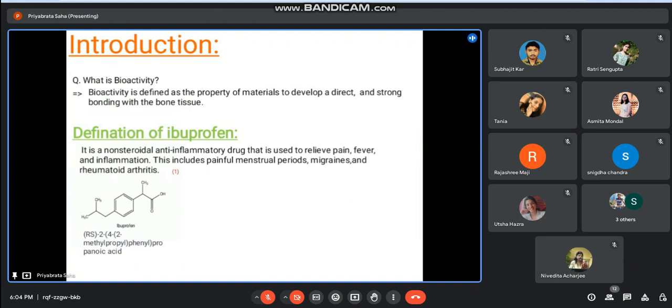Next, definition of ibuprofen. It is a non-steroidal anti-inflammatory drug that is used to relieve pain, fever, and inflammation. These include painful menstrual period, migraine, and rheumatoid arthritis. This is the chemical structure of ibuprofen. RS-2,4,2-methyl propyl phenyl propanoic acid. This is the IUPAC name of ibuprofen.